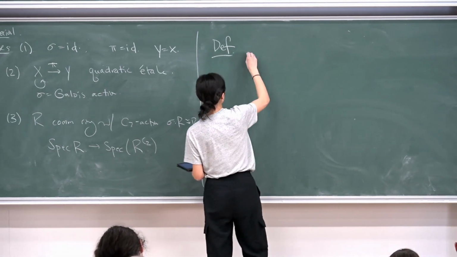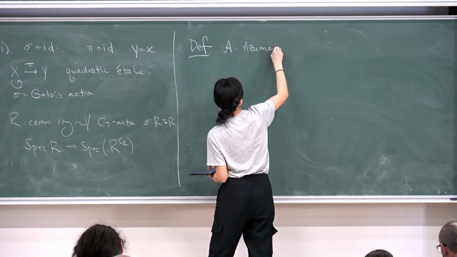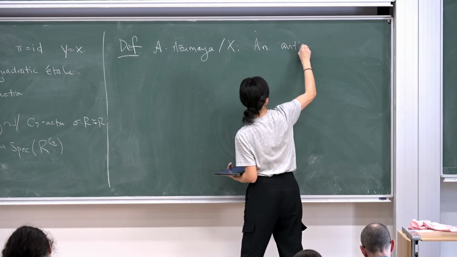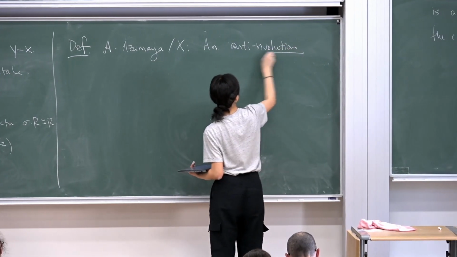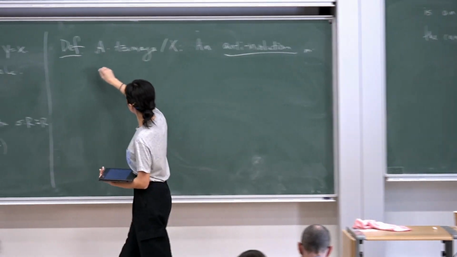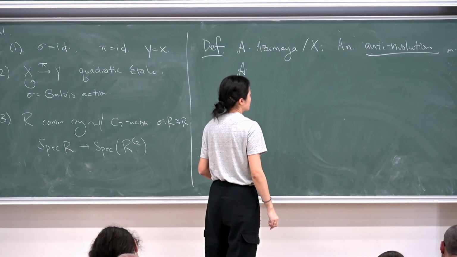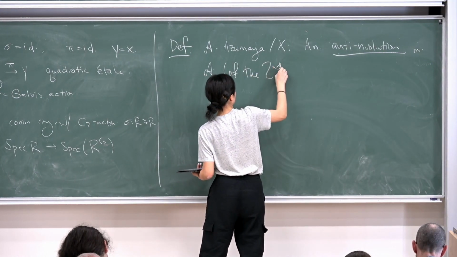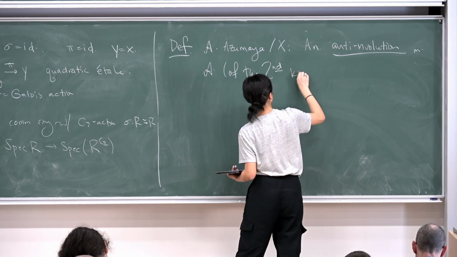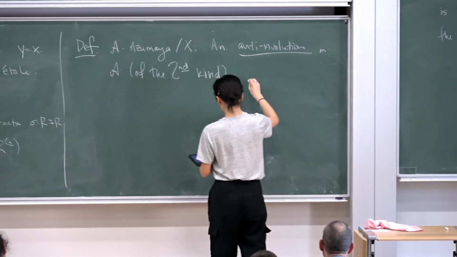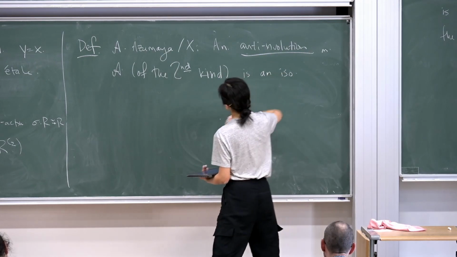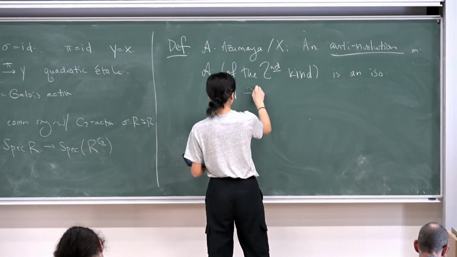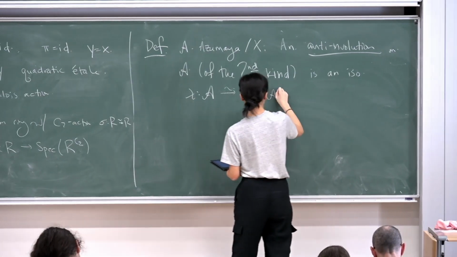All right. If A is Azumaya over X, then an anti-involution on A, again, I'm going to say of the second kind, although some folks use different terminology for this, is an isomorphism of associative algebras from A to the pullback along sigma of the opposite algebra.